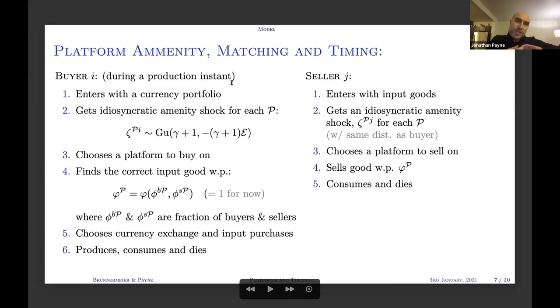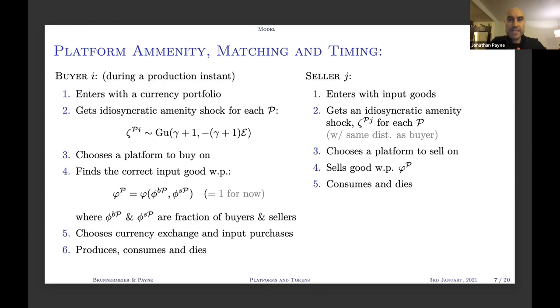So when a buyer gets one of these production opportunities, during that production instant, they enter with a certain currency portfolio they've already chosen. They then get an idiosyncratic amenity shock for each of the 2 platforms. So you can interpret this as a platform, person, and time-specific shock for how easy it is to search for a particular good at a particular point in time. Okay. And this idiosyncratic amenity shock is going to follow a Gumbel distribution. So we're able to use all the extreme value theory, like in the trade literature or discrete choice literature, to make everything clean. Okay, so the agents get these idiosyncratic amenity shocks.